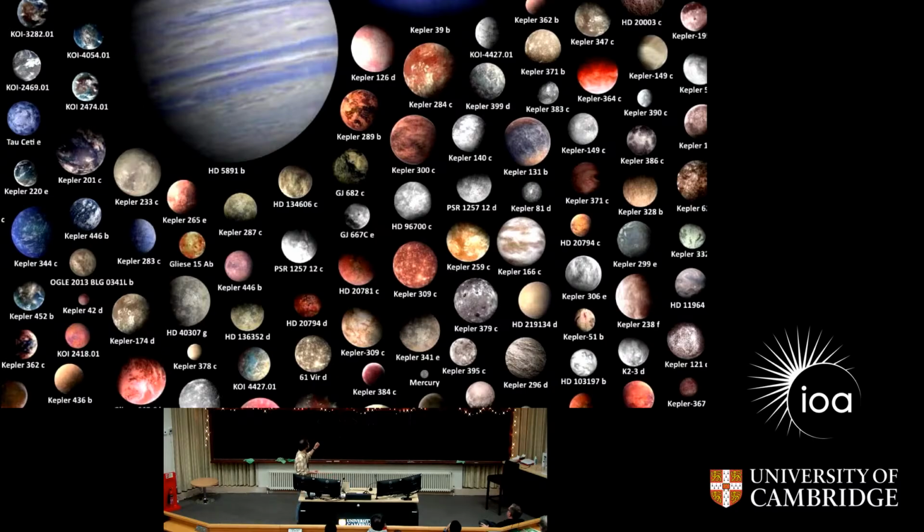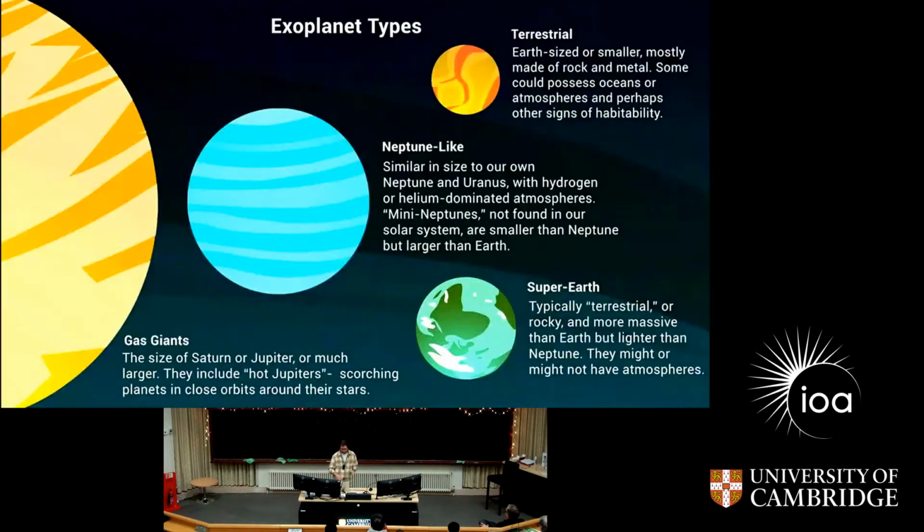There are very small rocky planets and big gas giants, and the diversity of these planets is very big. A lot of these planets are not present in our solar system. So there are planets that we have never seen before, and a very simple characterization of exoplanets is the one I'm showing you here. What are the exoplanet types?